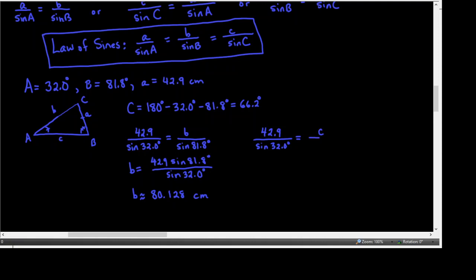C, which is unknown, over the sine of angle C, which is calculated. Since those weren't approximate, those were exactly 32.0 and 81.8 degrees, I know that C is actually exactly 66.2 degrees. So I don't feel like I'm using a rounded, not so perfect number. This is perfect. It's exactly 66.2 degrees.